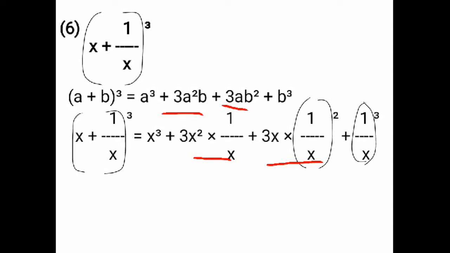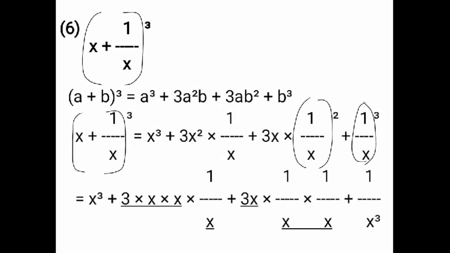Cube of the variable remains the same. 3A square B, you have to write in multiplication form. The square, which you have, is the index. 3AB square, again you have to write in multiplication form. The square, which you have, is the index. That is x cube plus 3 into x into 1 upon x plus 3x into 1 upon x into 1 upon x plus 1 upon x cube. x gets cancelled.